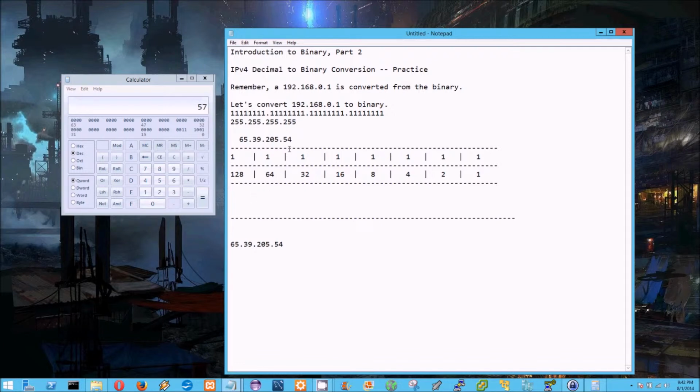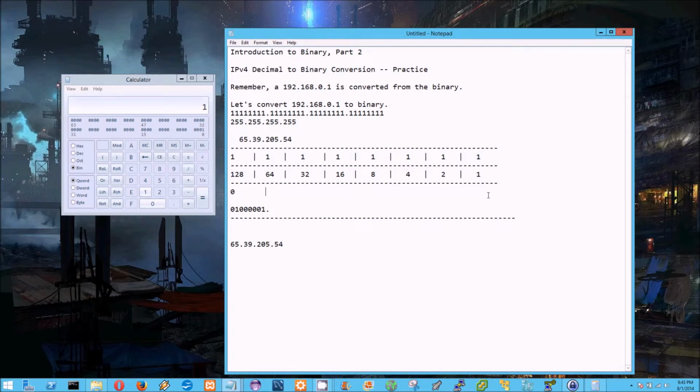Okay, so this one is going to be 0, 1, 1. And let's fill in some zeros. So your first octet, 0, 1, and let's check it in decimal. 65. 1 and 1, and five zeros. All right. 39.